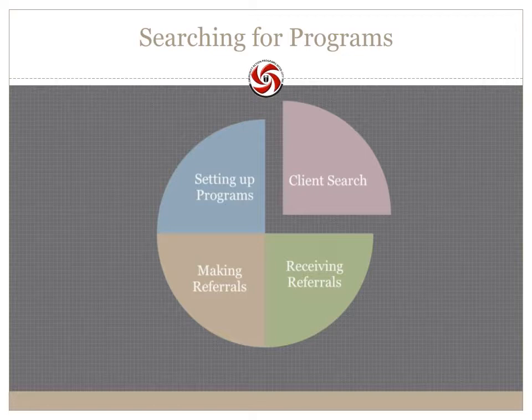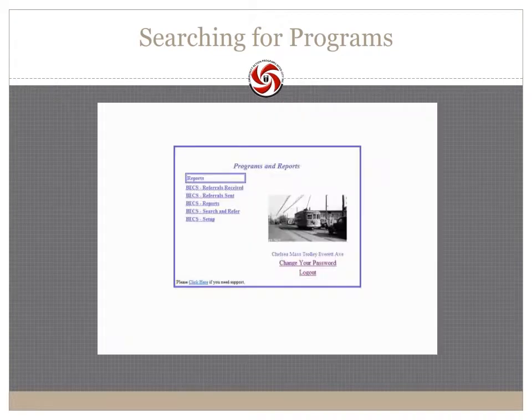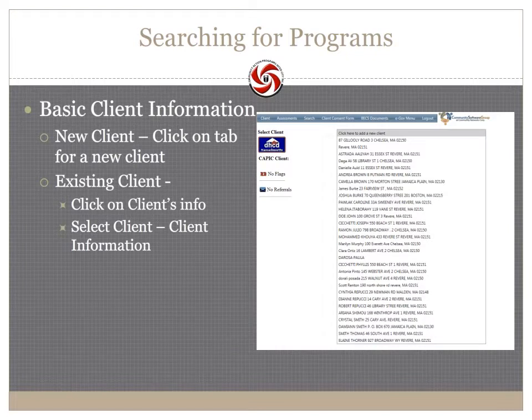The next section of BECS is doing client searching, where you take your clients, enter their information into BECS, enter whatever particular needs they have, and you search for programs at other agencies that those needs can be filled by. The starting point for doing client searching is at the main menu, where you'll click on BECS, Search and Refer. Once you've clicked on Search and Refer, you'll see a list of clients that you've previously done intake on. If you have a client that's come back for additional help, you can click on their name and it will bring up their information.